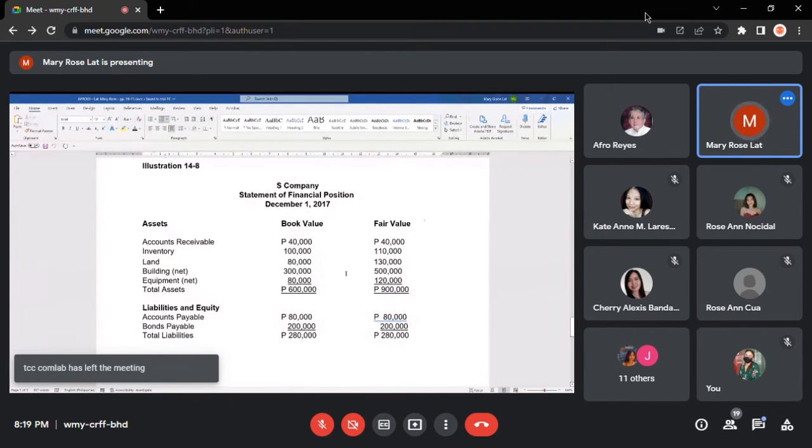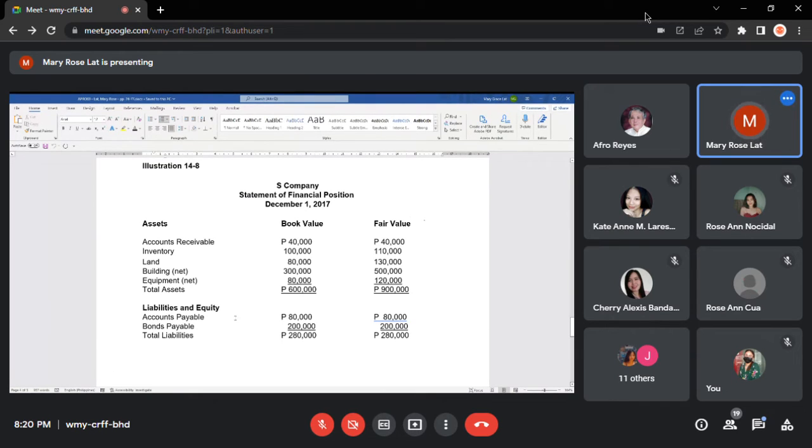Illustration 14-8. S Company, Statement of Financial Position, December 1, 2017. Assets, accounts receivable, the book value and fair value is 40,000. Inventory, book value 100,000, fair value 110,000. Land, book value 80,000, fair value 130,000. Building, net 300,000 of book value, fair value 500,000. Equipment, net book value 80,000, fair value 120,000, with a total assets of 600,000 in book value and 900,000 in fair value.